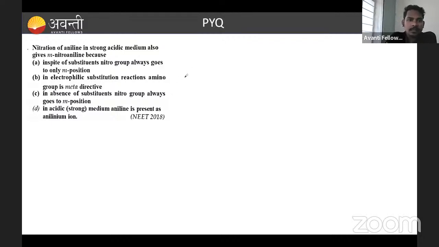The question is: nitration of aniline in strong acidic medium also gives meta nitroaniline. Okay, meta nitroaniline. So what is meta nitroaniline? Meta nitroaniline is this one. This is our aniline, and at the meta position we have nitro. The question is, usually the aniline NH2 group is an electron donating group, so it is supposed to give us ortho and para products, but in nitration in a strong acidic medium it also gives some meta product. So why is this happening?